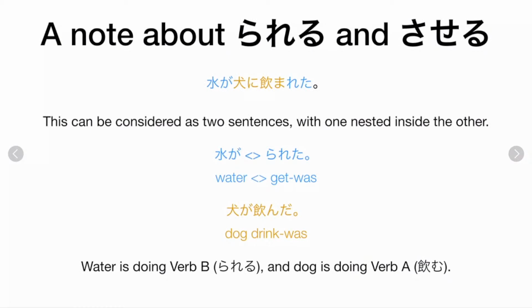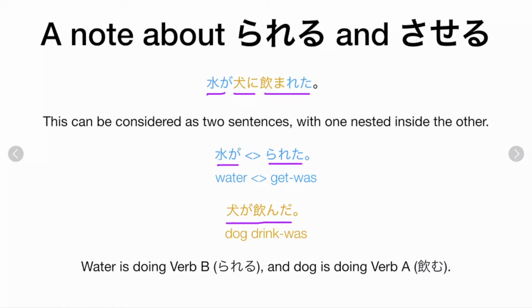So let's look at two different sentences with that verb A and verb B construction, and I think that will make rareru versus saseru very clear. Mizu ga inu ni nomareta. Okay, so I've color-coded this. This is kind of like two sentences. Mizu ga rareta, water got, right? Even though rareru isn't a verb on its own, it's a helper verb, but you can think of it this way, mizu ga rareta. And then this core idea, which is inu ga nonda, the dog drank.